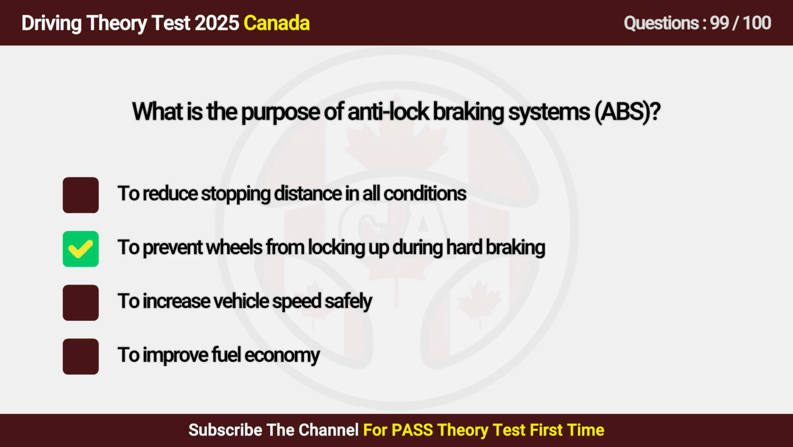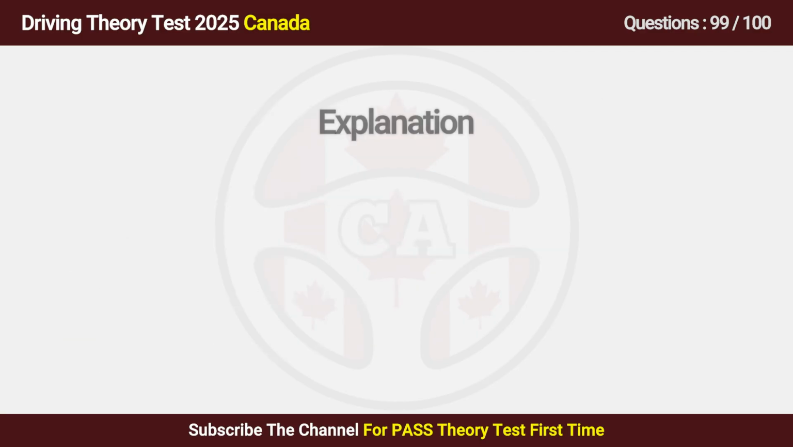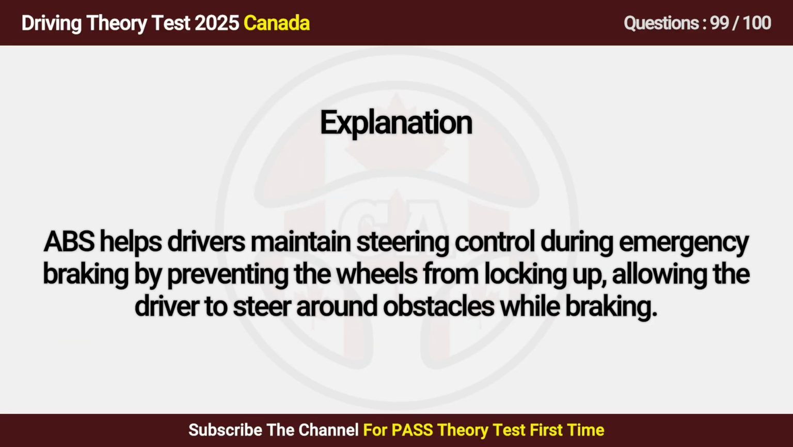Answer is B. To prevent wheels from locking up during hard braking. ABS helps drivers maintain steering control during emergency braking by preventing the wheels from locking up, allowing the driver to steer around obstacles while braking.